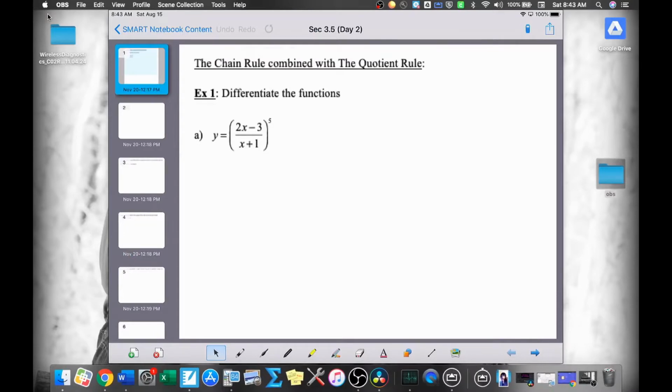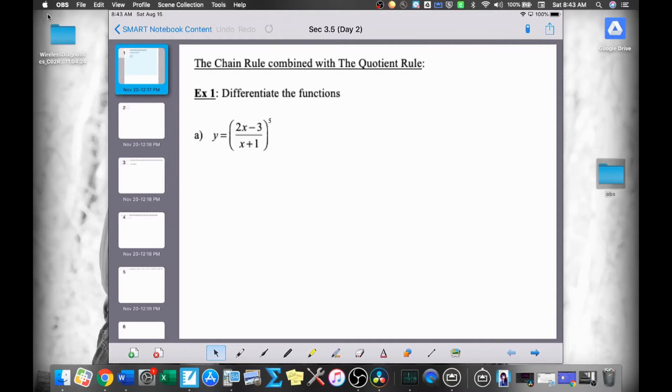This is AP Calculus section 3.5 day 2 notes. We're still talking about the chain rule because the chain rule appears in so many different types of differentiation problems. Yesterday we had an example where we had the chain rule combined with the product rule. Today we're going to begin our first example combining the chain rule with the quotient rule.